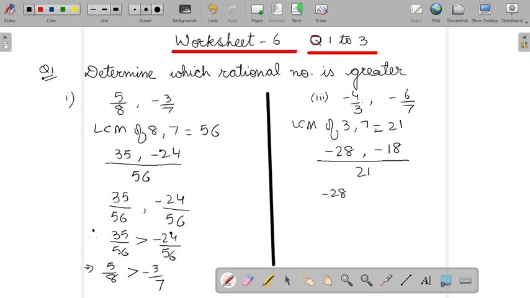Now write them separately. Out of these two, which one is greater? This is minus 28 and this is minus 18. Denominators are the same, so minus 18 is greater. So minus 28 upon 21 is less than this. This is the solution for the second part. Therefore, minus 4 by 3 is less than minus 6 by 7.